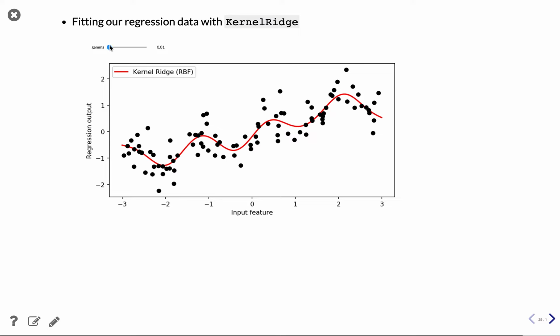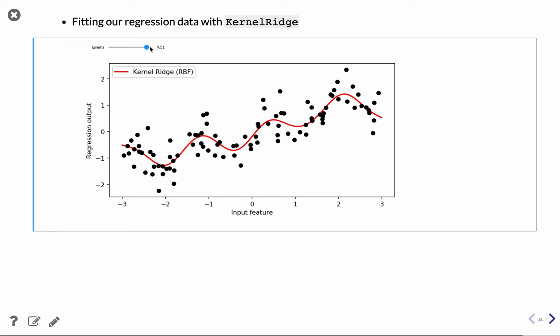If we make gamma smaller, our curve will become flatter. It becomes a straight line in the extreme, and if you make it too large, it will start overfitting individual data points.